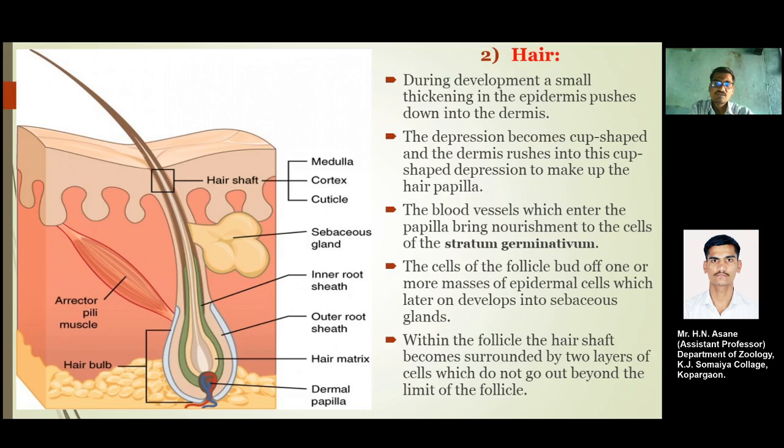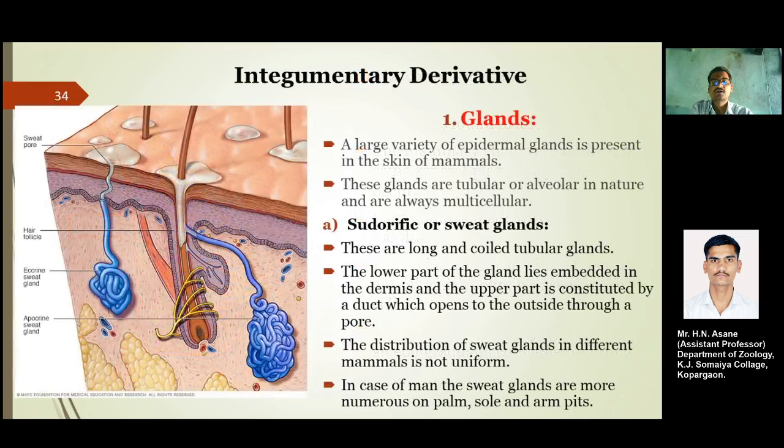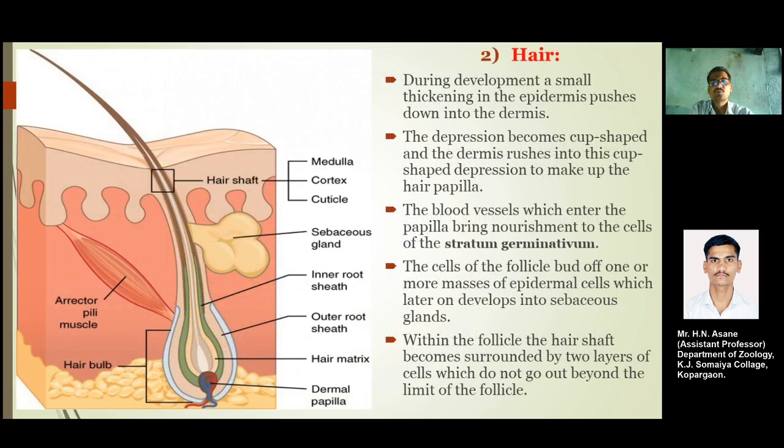So the second main part of the integumentary derivatives is the hair, okay. During the development, a small thickening of the epidermis proceeds down into the dermis, okay, and you can see that structure in this picture. You can see the hair shaft, okay. It contains three main layers, that are the medulla, cortex and cuticle. We are going to see in detail in the next slides, okay.